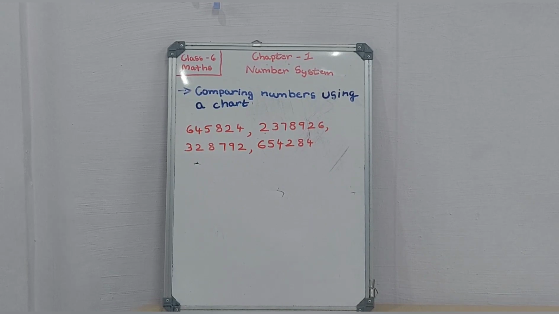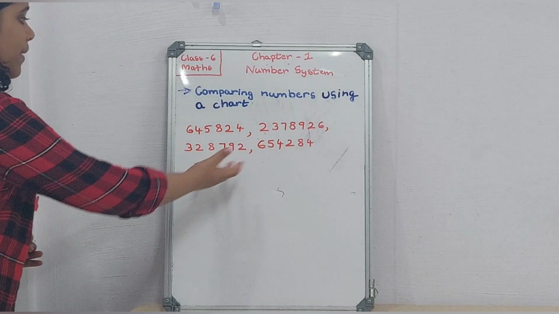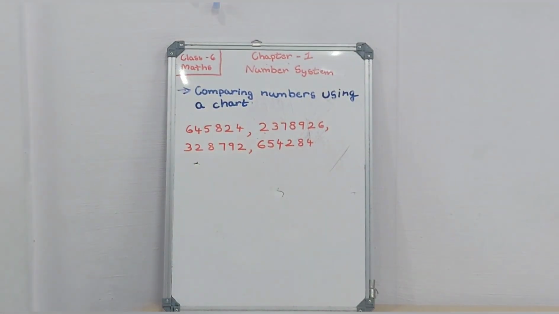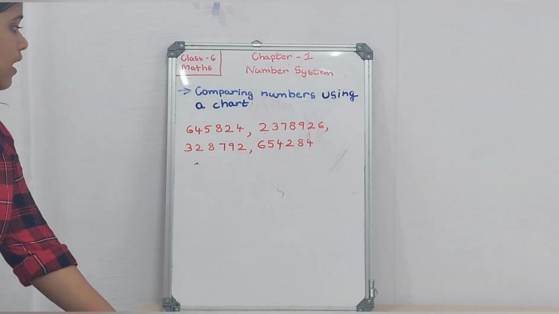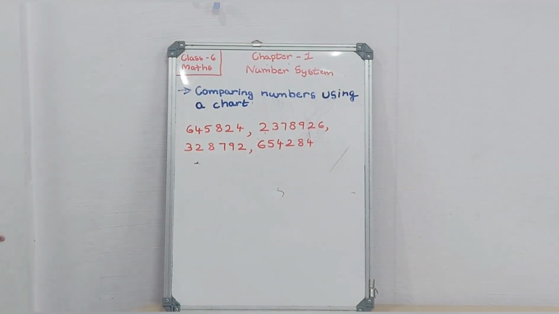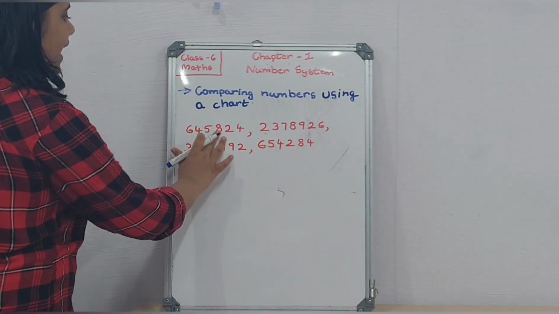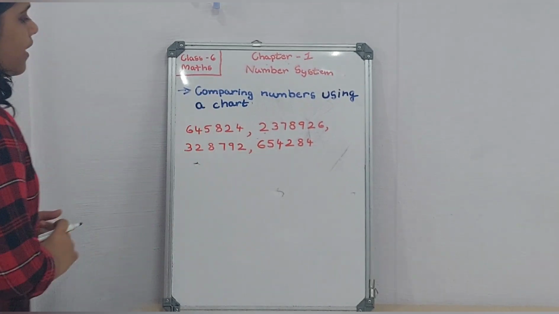In other ways, we can use a chart for comparing numbers. First we used only 2 numbers and then we compared, right? But here we have 4 different numbers and 2 big numbers, right? So let us use a chart for comparing it. Before making the chart, let us write the numbers. So over here we have 6, 4, 5, 8, 2, 4. Now let us write them.